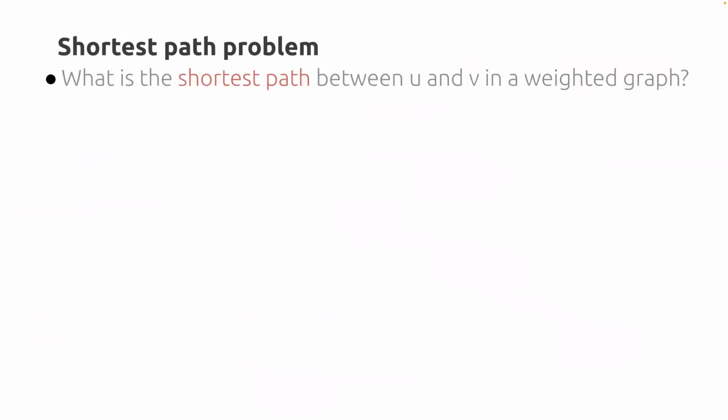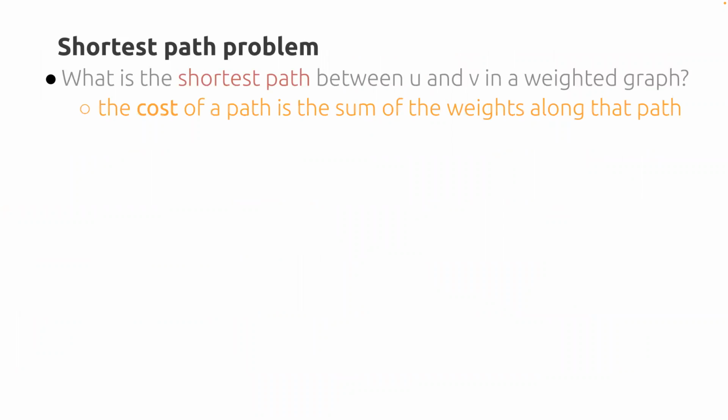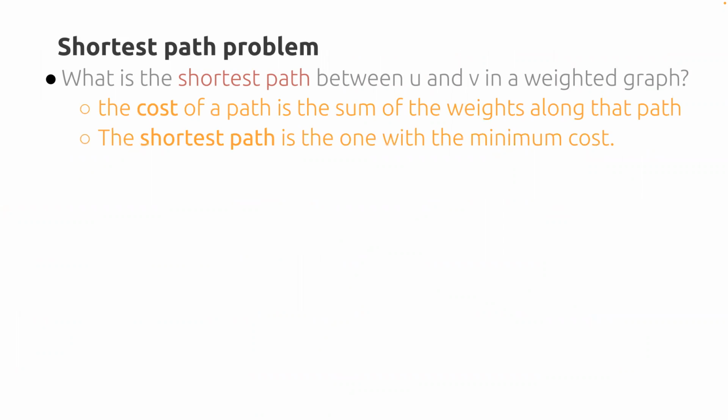So this is what we call the shortest path problem between U and V in a weighted graph. The cost of a path is going to be the sum of the weights along that path. The shortest path is going to be the one with the minimum cost. Okay.